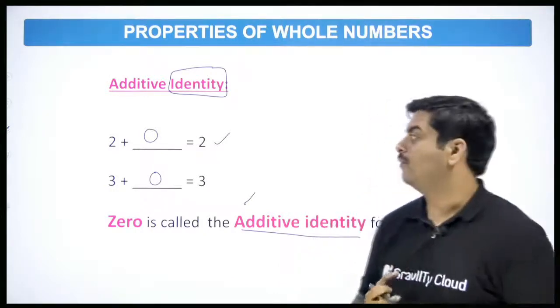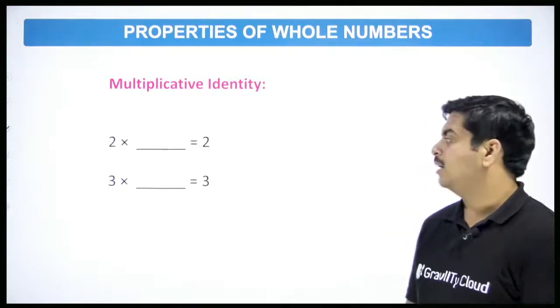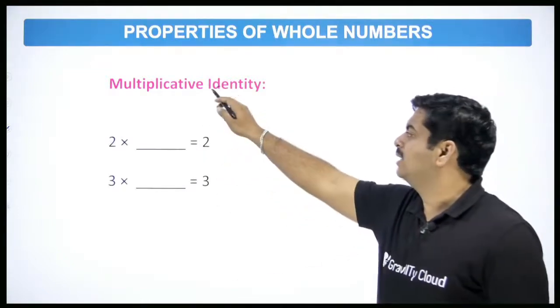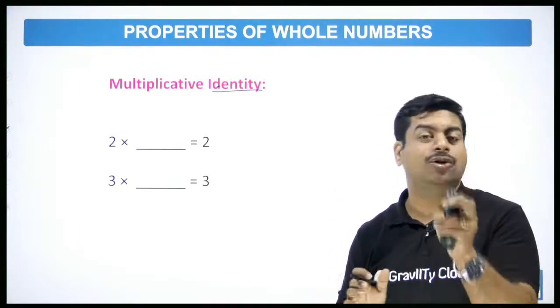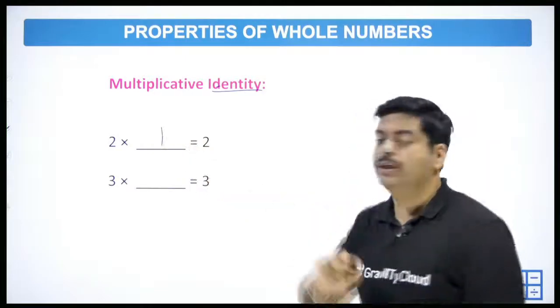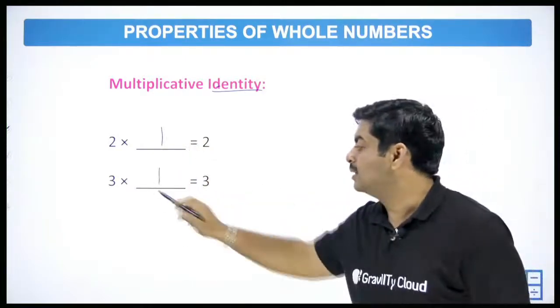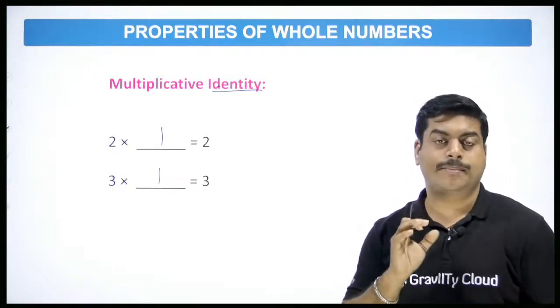Right? The same way we have the next one, which is a multiplicative identity. Again, identity means we should get the same number. In addition, we added 0 to get the same number, but in multiplication, you need to multiply with the number 1. 2 into 1 is 2 and 3 into 1 is 3. So what is the multiplicative identity? That is the number 1.